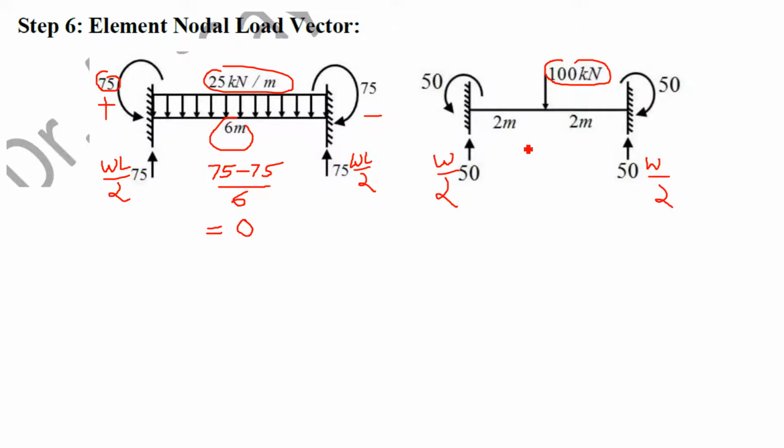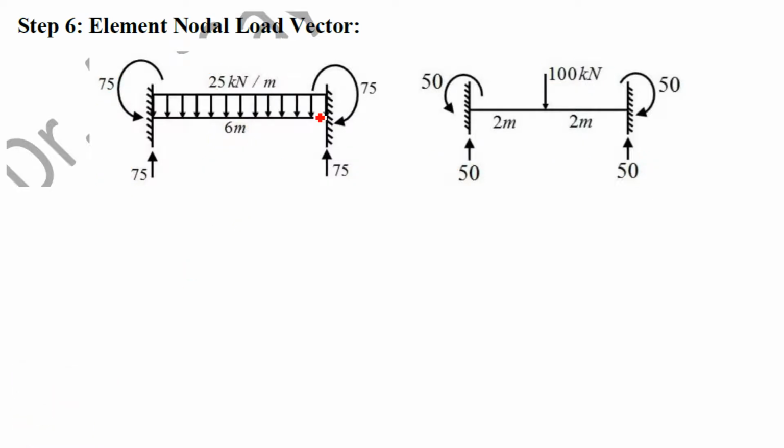It means there is no reaction because of moment. Similarly, in the second span, 50 is the left moment, that is anti-clockwise plus, and 50 is the right moment, clockwise, so minus. 50 minus 50 divided by 4, this answer is also equal to 0. So there is no reaction because of moment in the given problem. There is only reaction because of external load, which is 75, 75, 50 and 50 in each span. Okay, so with this figure now we have to complete the element nodal load vector.